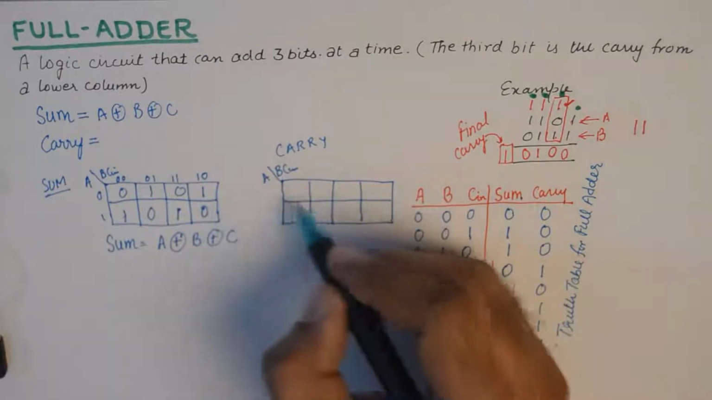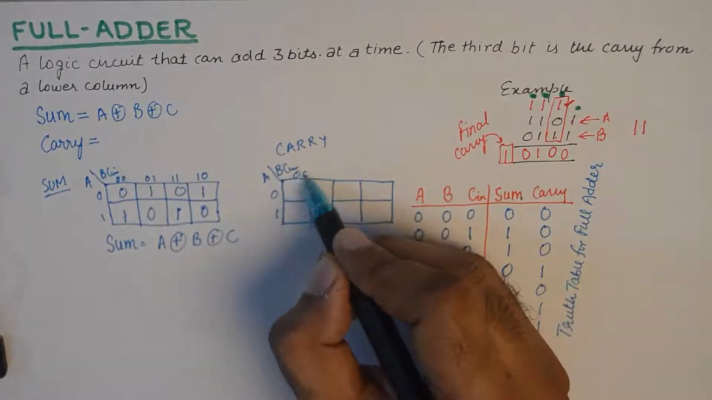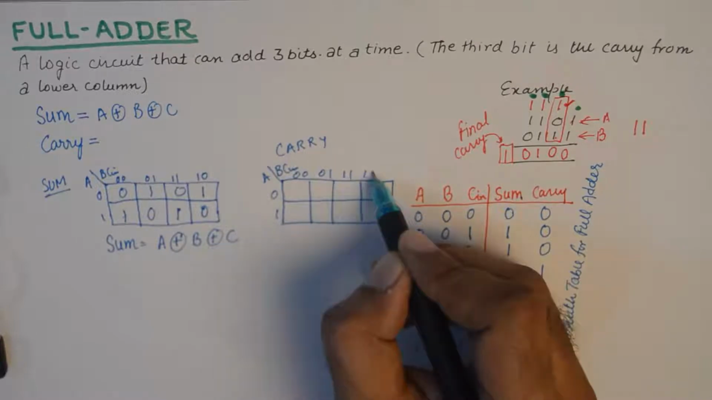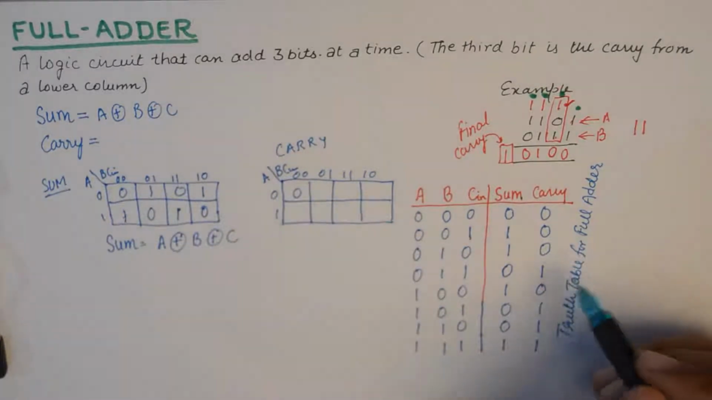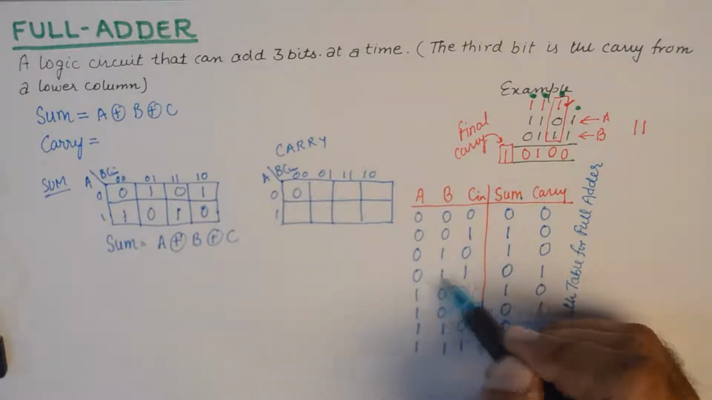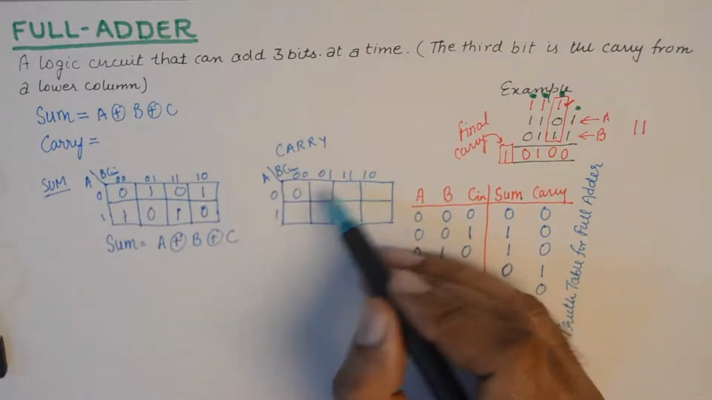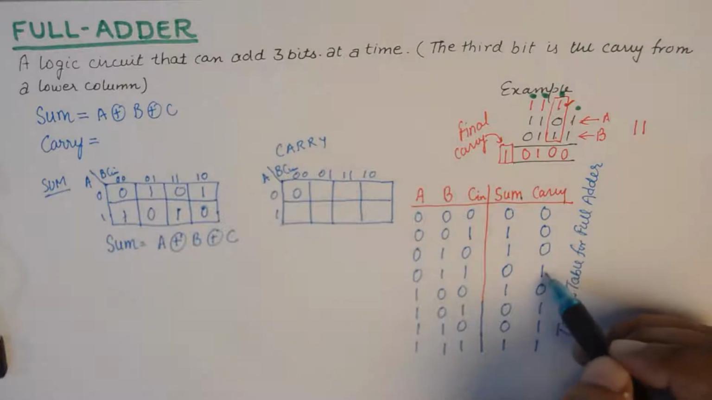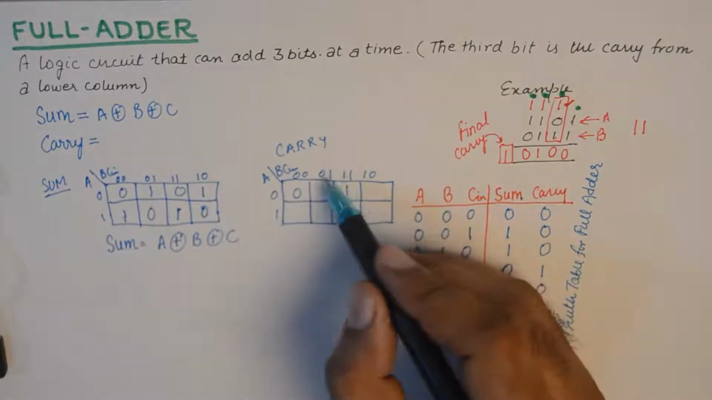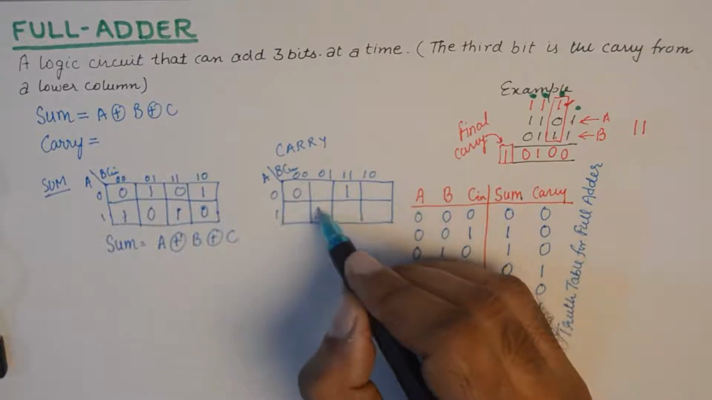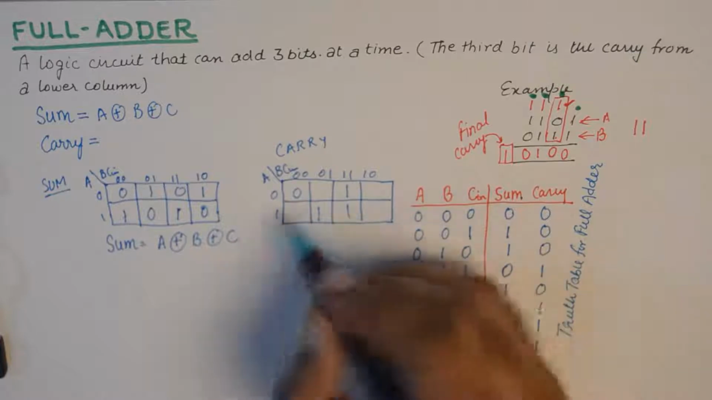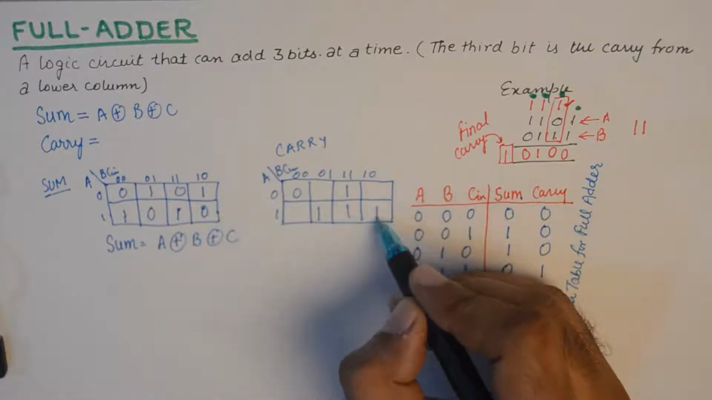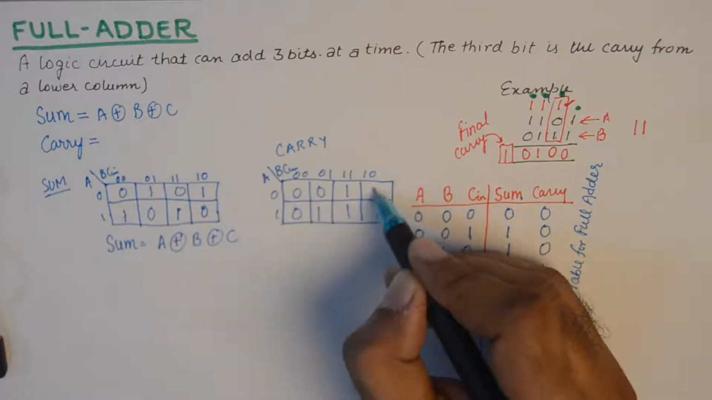So for carry, we can see for 0 0 0 the carry is 0, or we can simply write for 0 1 1 the carry is 1, and for 1 0 1 the carry is 1 also, for 1 1 1 the carry is 1, and for 1 1 0 also it is 1. For the rest of them it is 0.